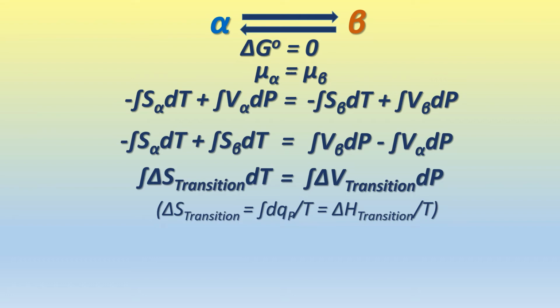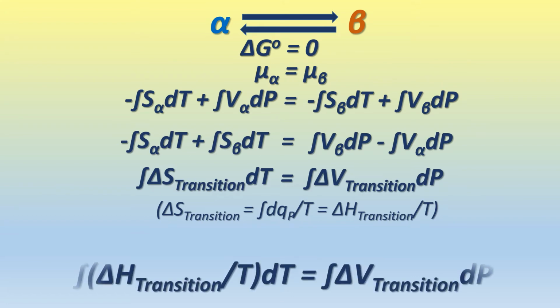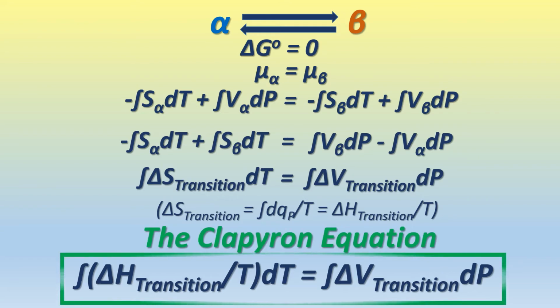The definition of entropy is heat divided by temperature. At a constant pressure, the heat would be the delta H of the transition. So I get the following: the integral of the change in enthalpy of transition over T dT is equal to the integral of the change in volume of the transition dP. This is known as the Clapeyron equation, and it controls all phase equilibrium.